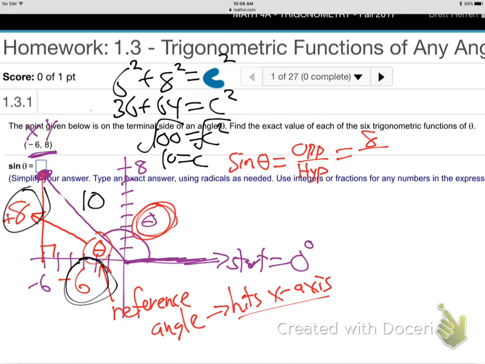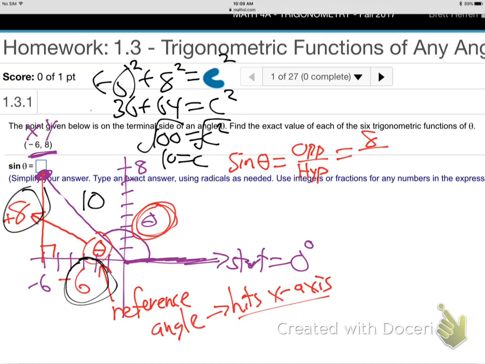Yeah, negative 6. Oh yeah, you're right, but negative 6 squared is still 36. It is negative 6, but squared is still positive 36. So I was just kind of ignoring it, but good point. Good. We good there? So it's 10.